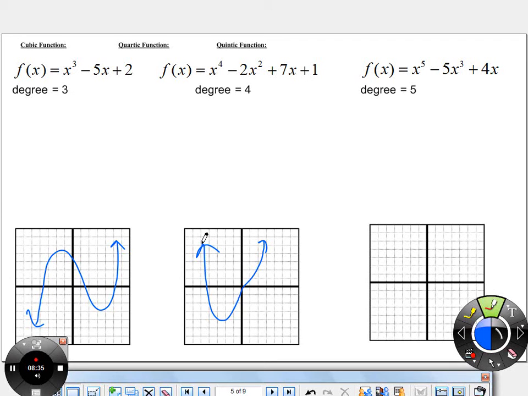Lauren? Like this? Did I go too many? No? Okay. All right. So let's talk about this. Okay? First of all, look at the end behaviors of the graph. Do you see any pattern between degree and end behavior? Joy? Okay.